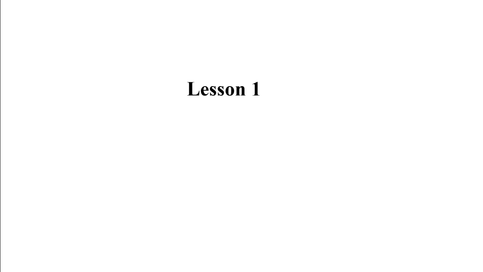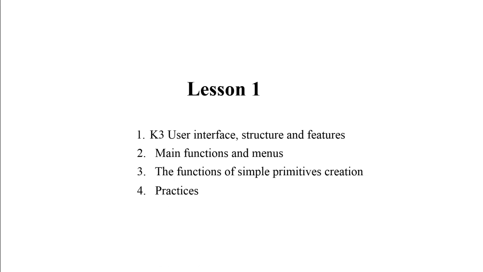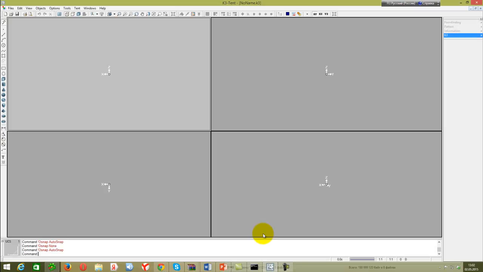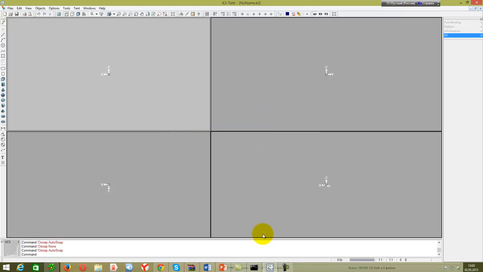Lesson 1. First, K3 user interface, structure and features. Second, main functions and menus. Third, the functions of simple primitives creation. And fourth, practice. Okay, let's begin with the first point, that is K3 user interface, structure and features.